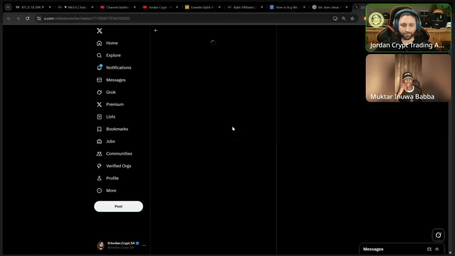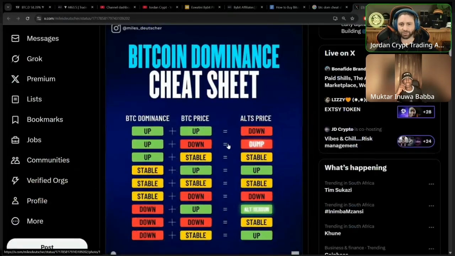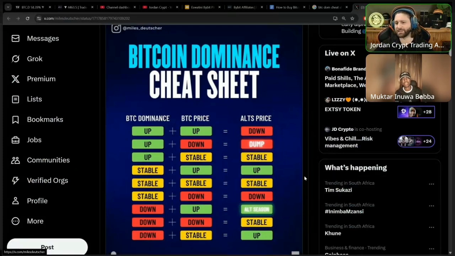But yeah, very, very important to understand the Bitcoin dominance cheat sheet, right? Take a screenshot now if you haven't seen it before. But basically, this is like a cheat code for trading. Like if you're playing PlayStation and you have the cheats, you're going to win.